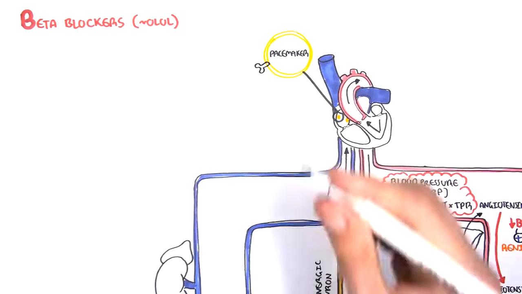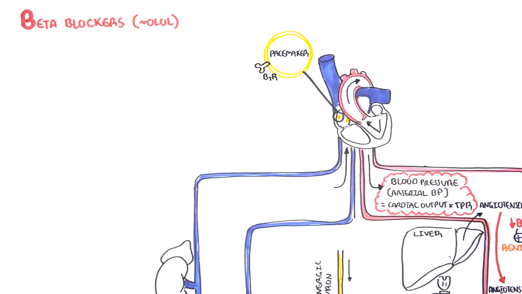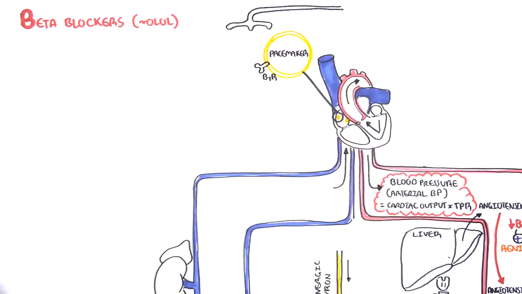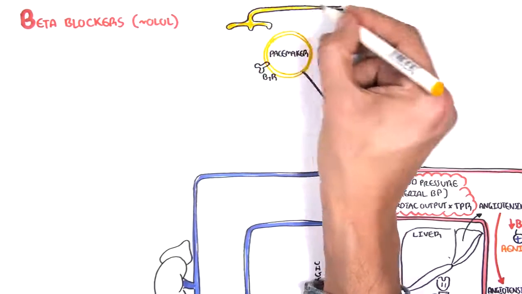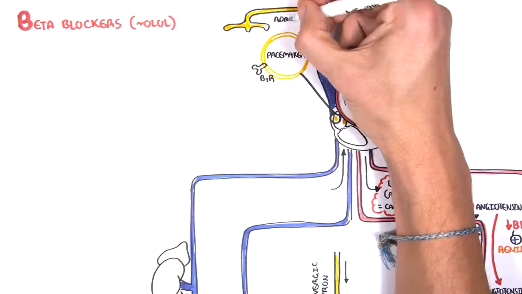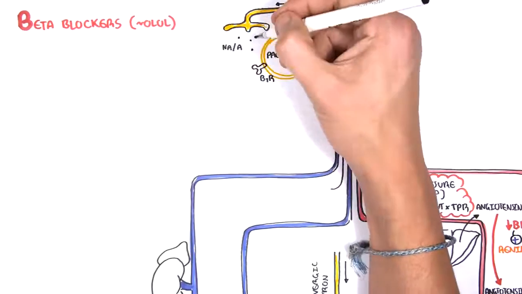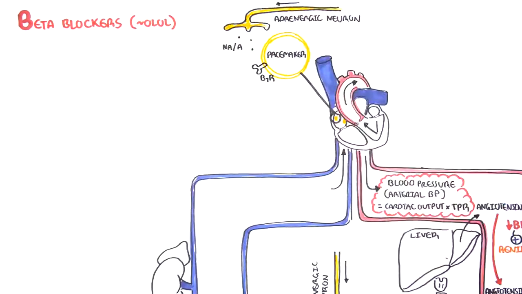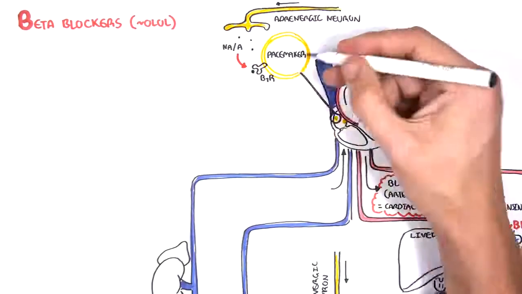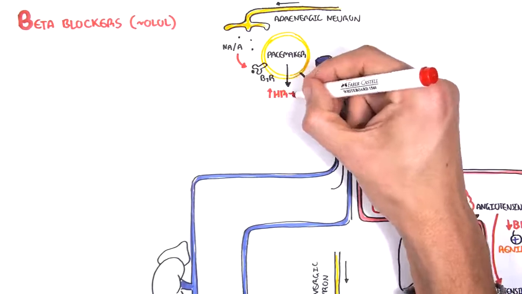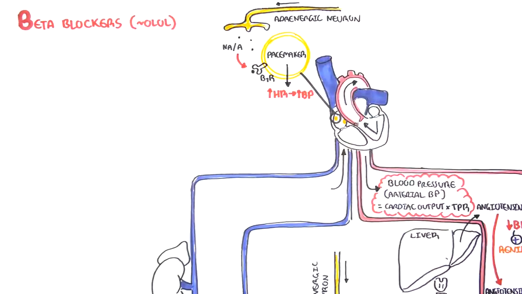Pacemaker cells of the heart have receptors on them, the beta 1 receptors. Adrenergic neurons, which are part of the sympathetic nervous system, target these pacemaker cells and release adrenaline and noradrenaline, which will bind onto these beta 1 receptors. Thus, it will stimulate the pacemaker cells to fire more rapidly, which will increase the heart rate. And because you get an increase in heart rate, you will get an increase in blood pressure by increasing the cardiac output.